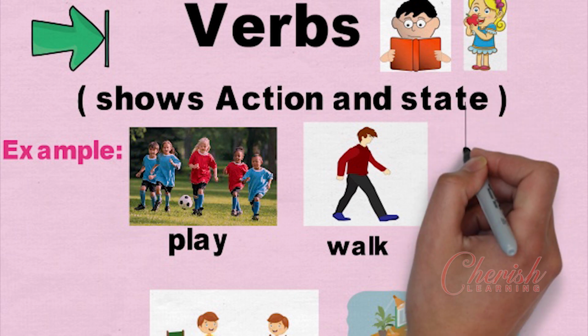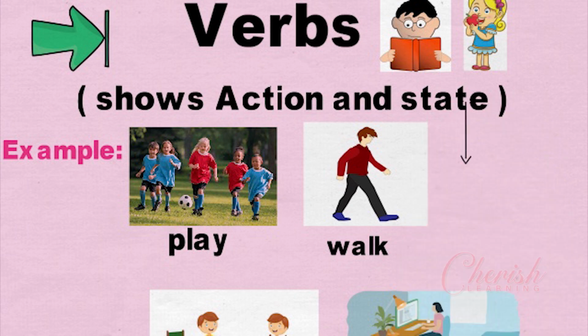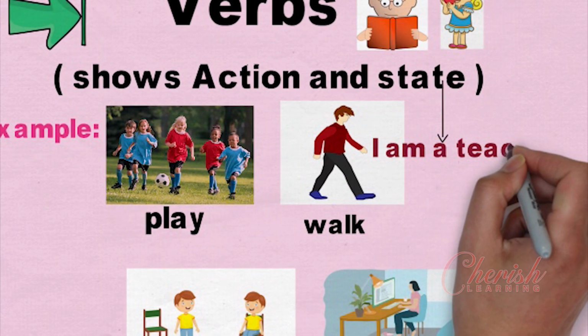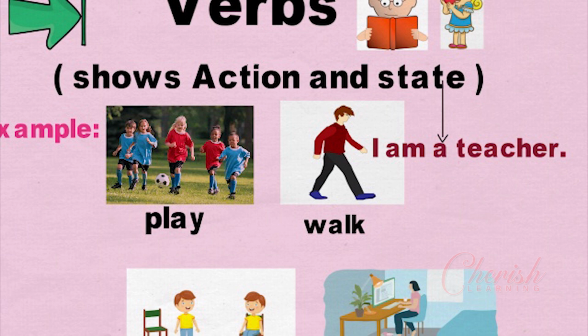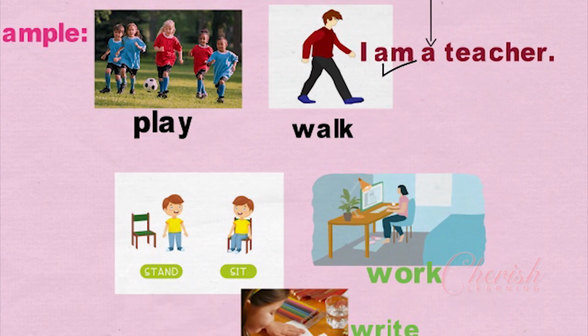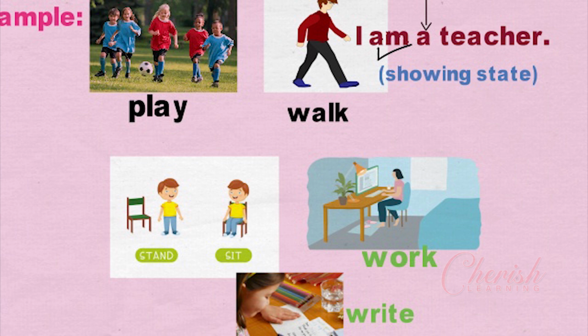Now state. State refers to particular situation or condition that exists at a particular time. For example, I am a teacher. In this sentence, can you find out verb? Yes, it is am, and this am is showing state that I am a teacher.